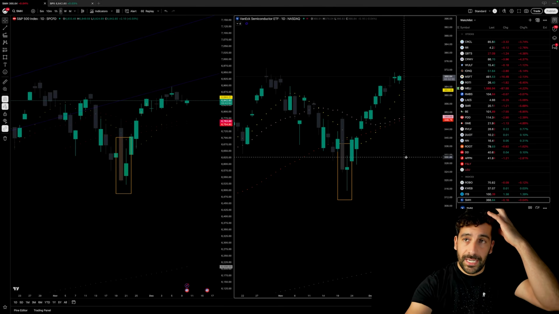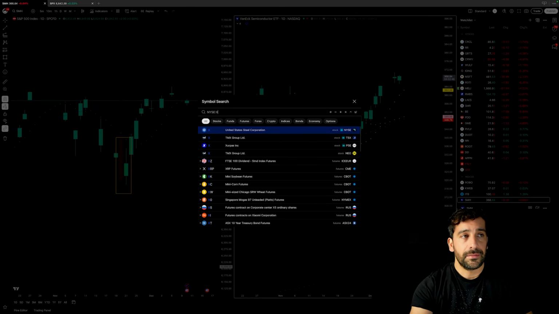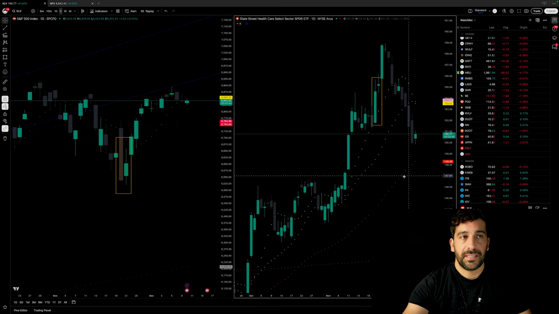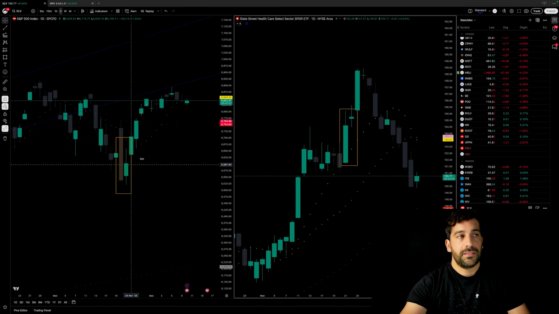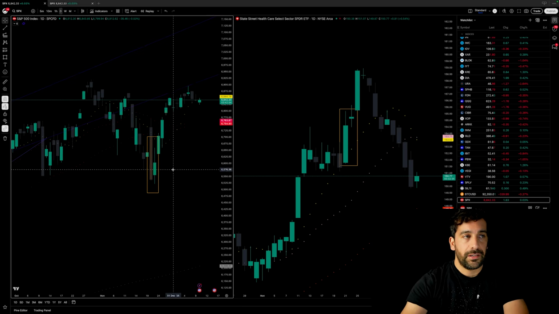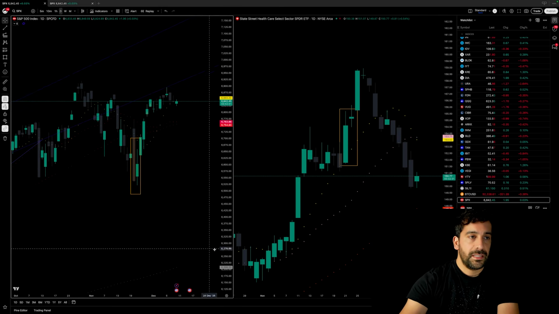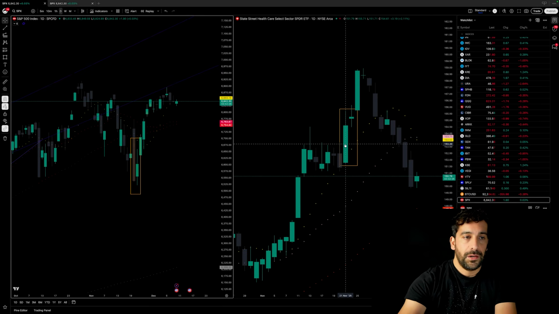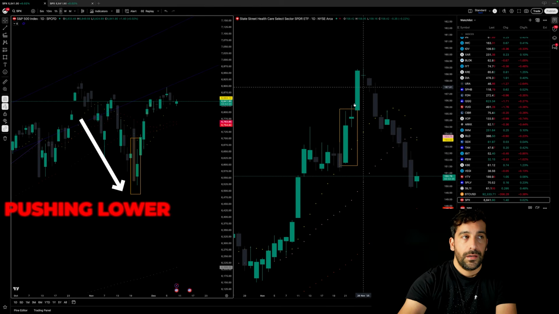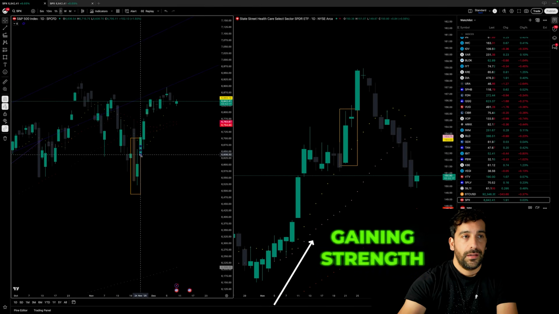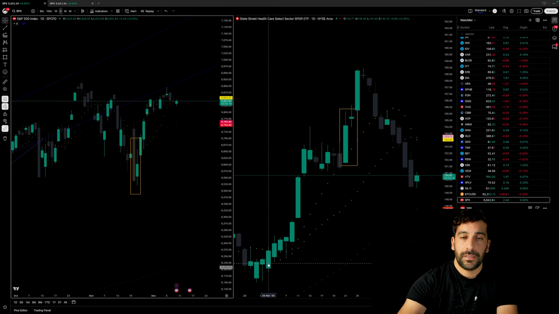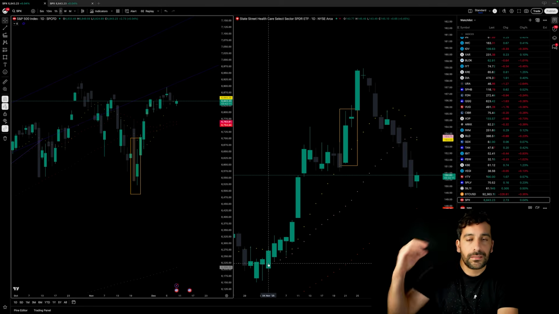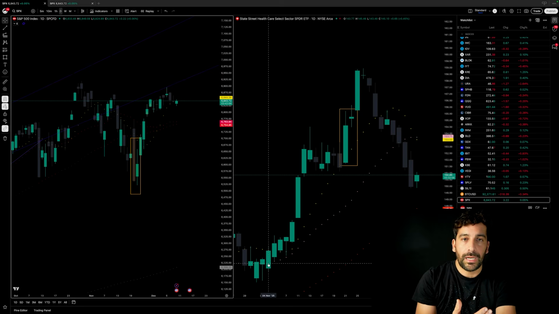Now, with all that said, let's take a look at XLV. This is the healthcare sector. If you zoom in here, you can see that this chart looks very, very different. We're starting down here with an upside move into this November 21st, which was the next leg higher. As SPX was pushing lower, XLV was gaining strength. So what does that tell us? It tells us that they're accumulating, or there's sector rotation into healthcare.